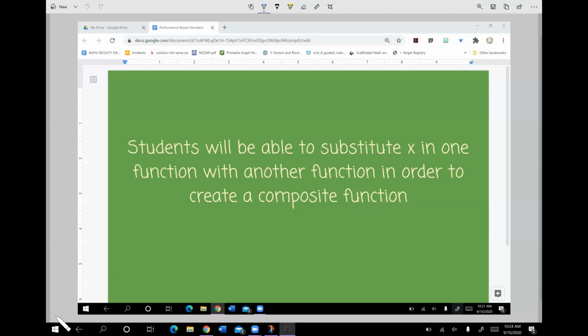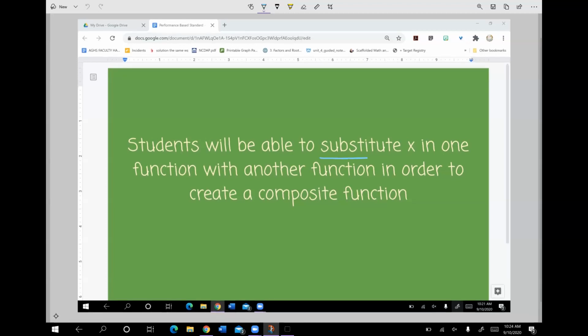So the first word I want to talk about is substitute, all right? What does it mean to substitute something? To substitute something means you're going to replace it with something different, okay? So that's what we're going to do. We're going to be taking one function's x and replacing it with something different. That is what we mean when we're talking about substitute, all right?